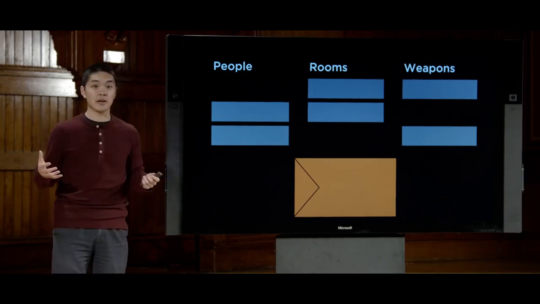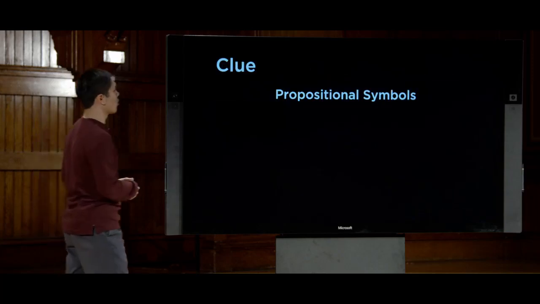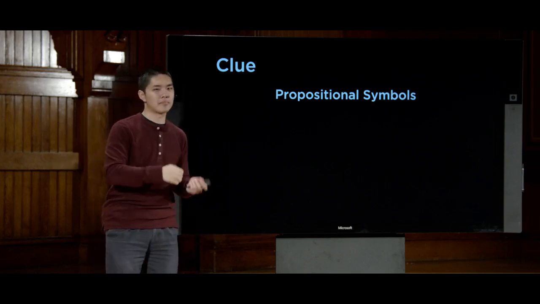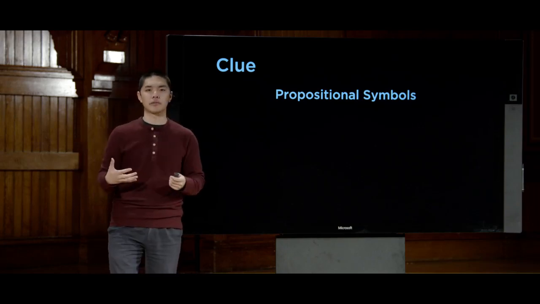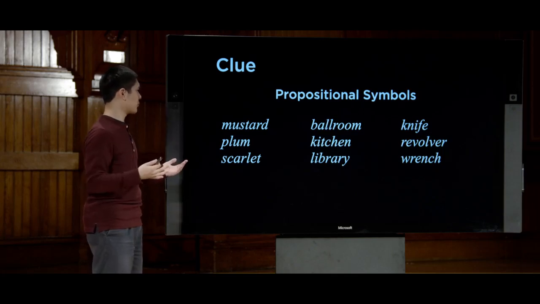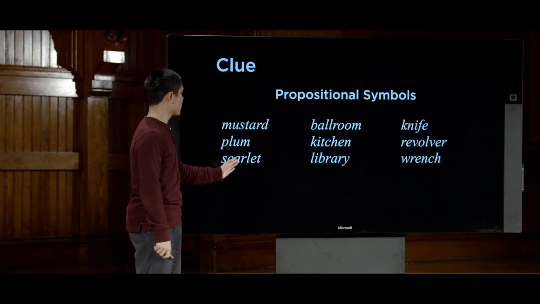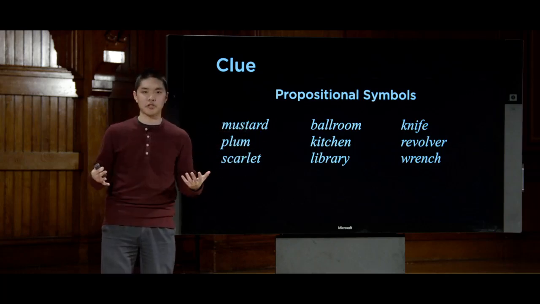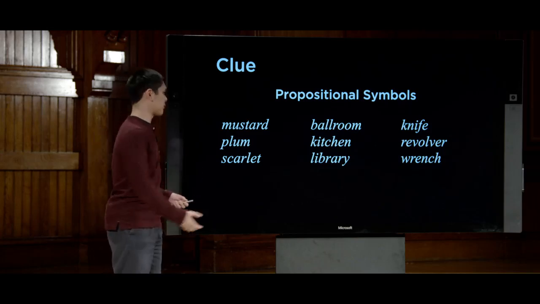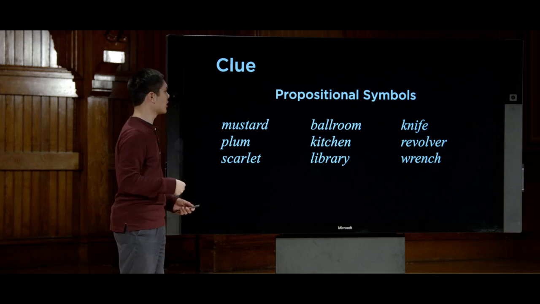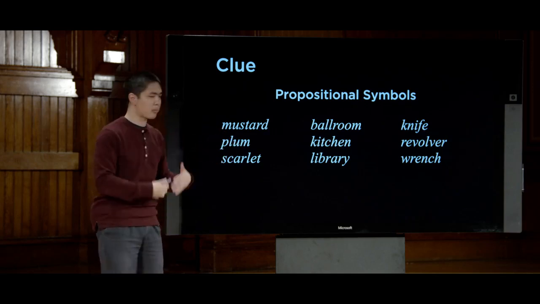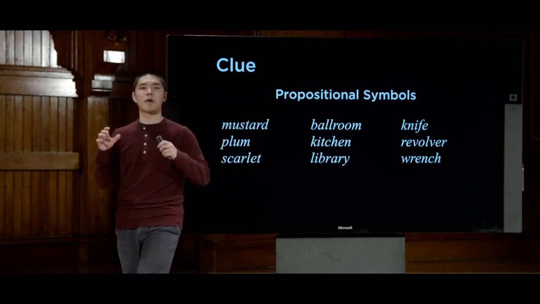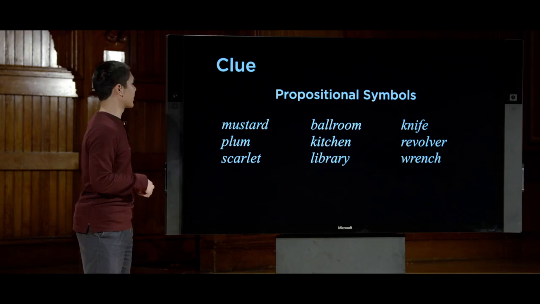In order to do this, we'll begin by thinking about what propositional symbols we're ultimately going to need. Remember again that propositional symbols are just some symbol, some variable, that can be either true or false in the world. In this case, the propositional symbols are really just going to correspond to each of the possible things that could be inside the envelope. Mustard is a propositional symbol that will be true if Colonel Mustard is inside the envelope, if he is the murderer, and false otherwise. And likewise for Plum, for Professor Plum, and Scarlet for Miss Scarlet, and likewise for each of the rooms and for each of the weapons. We have one propositional symbol for each of these ideas.